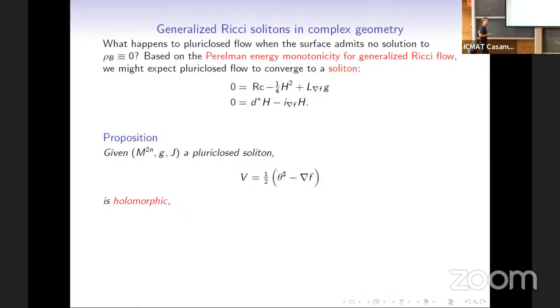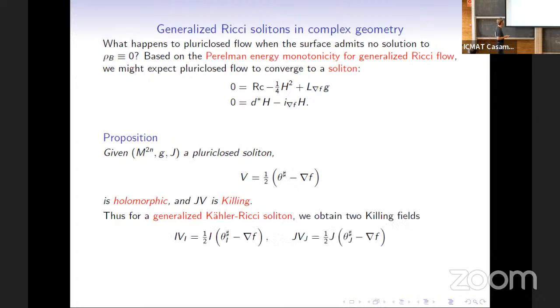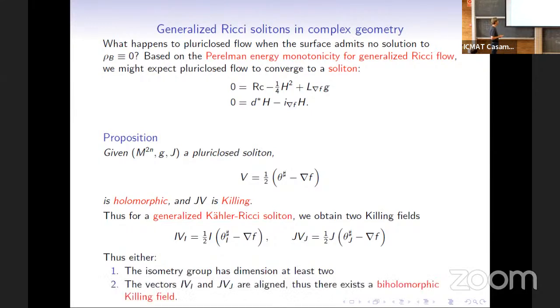This is actually holomorphic, and JV is Killing. Okay, so this is a well-known feature of Kähler-Ricci solitons generalized to this setting, and modified by this Lie form. So in fact, for a generalized Kähler-Ricci soliton, you actually have two Killing fields, right? One coming from the I structure, one coming from the J. And so the isometry group is either of dimension 2 or these two vectors are aligned and you have a biholomorphic Killing field. These are sort of the two options.